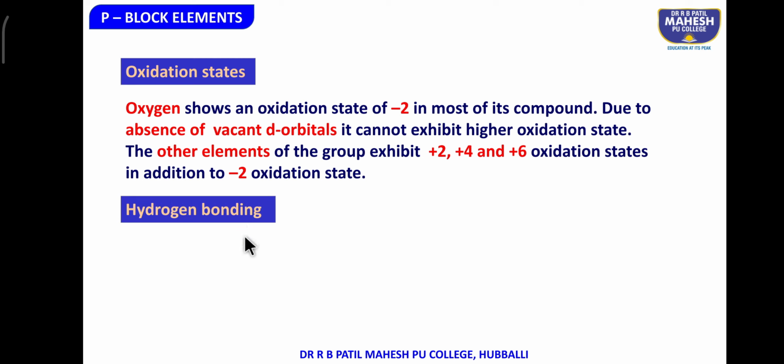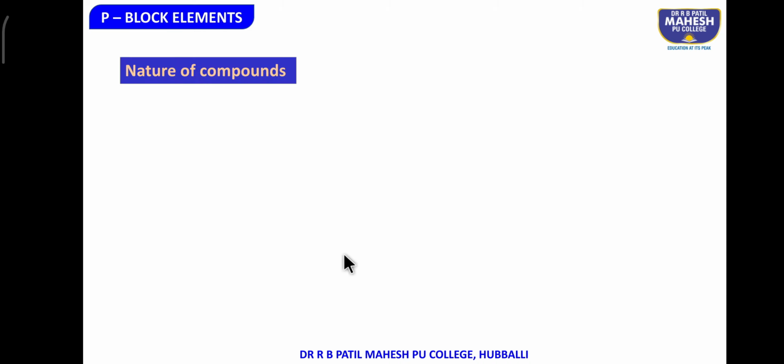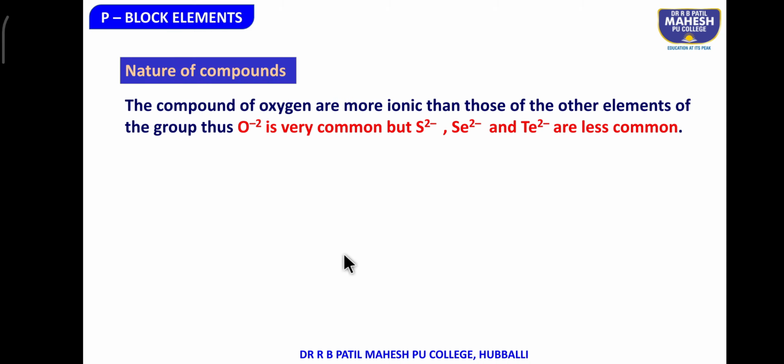Oxygen, being the second most electronegative element, forms hydrogen bonds in compounds like ammonia, alcohol, water, carboxylic acid, etc., whereas other elements, being less electronegative, do not form hydrogen bonds in their respective compounds. Oxygen, being small in size, forms compounds which are more ionic in nature, whereas other elements form less ionic compounds.